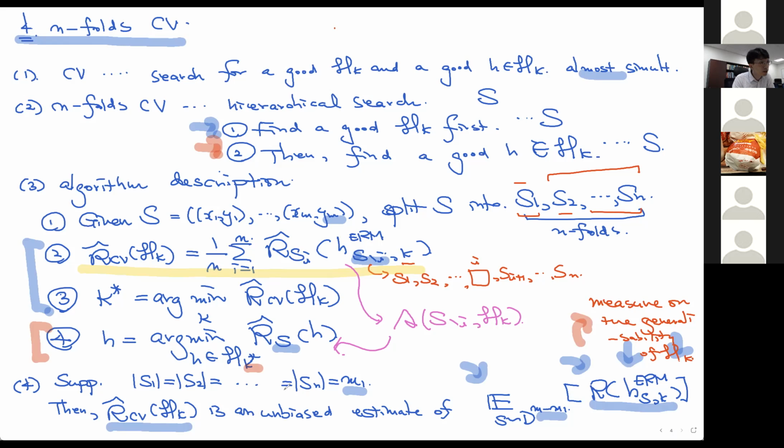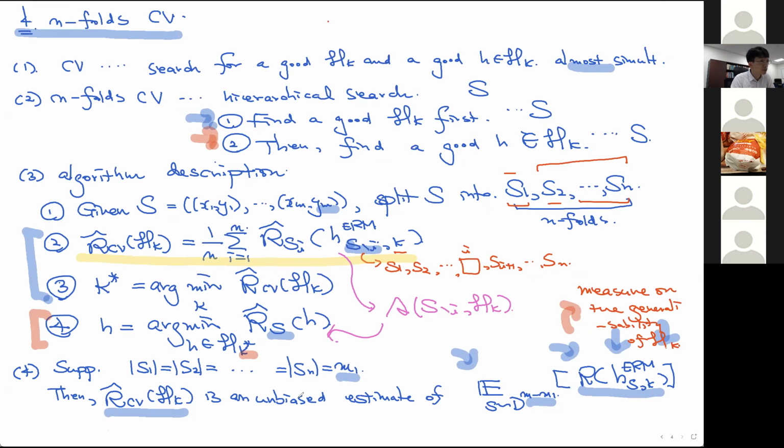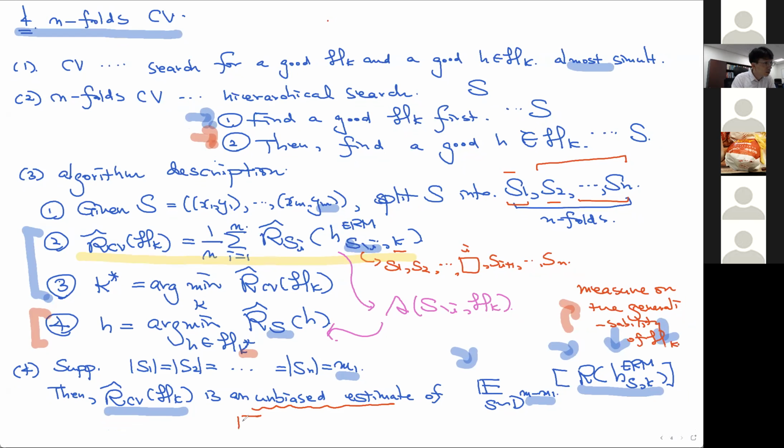So R hat CV can be understood as, in a sense, a good estimate of this. Unbiased estimate means that if you take an expectation, it becomes the same. Let me just make this clear. Unbiased estimate means that we take an expectation over the sample S of R hat CV.